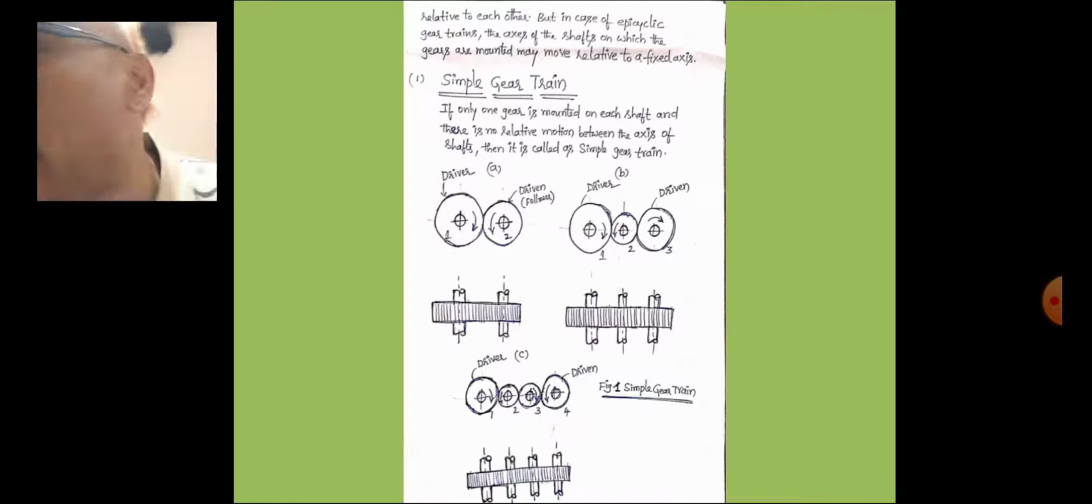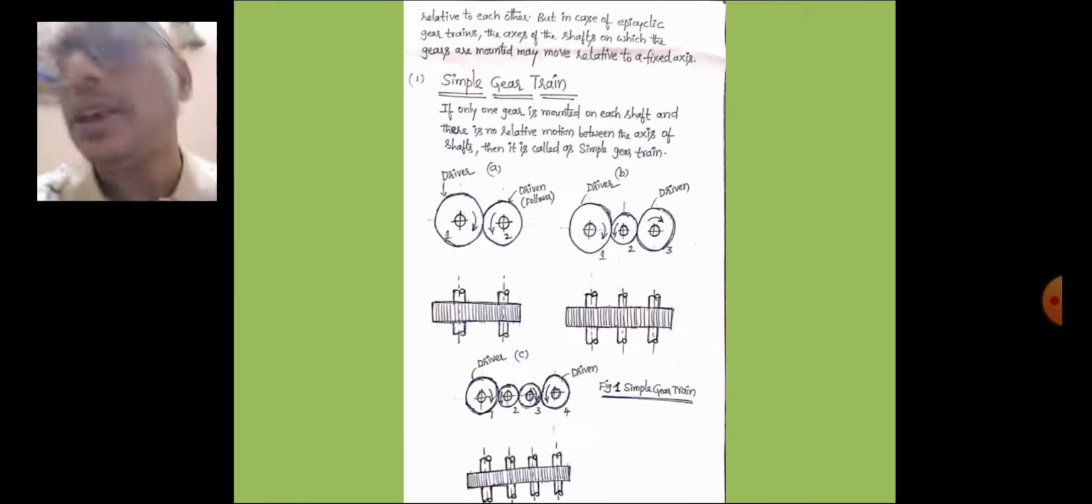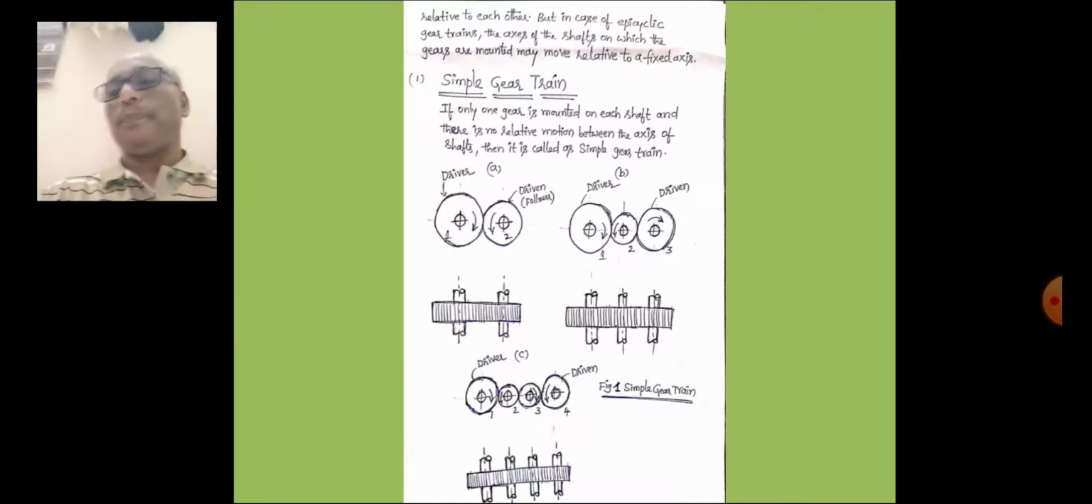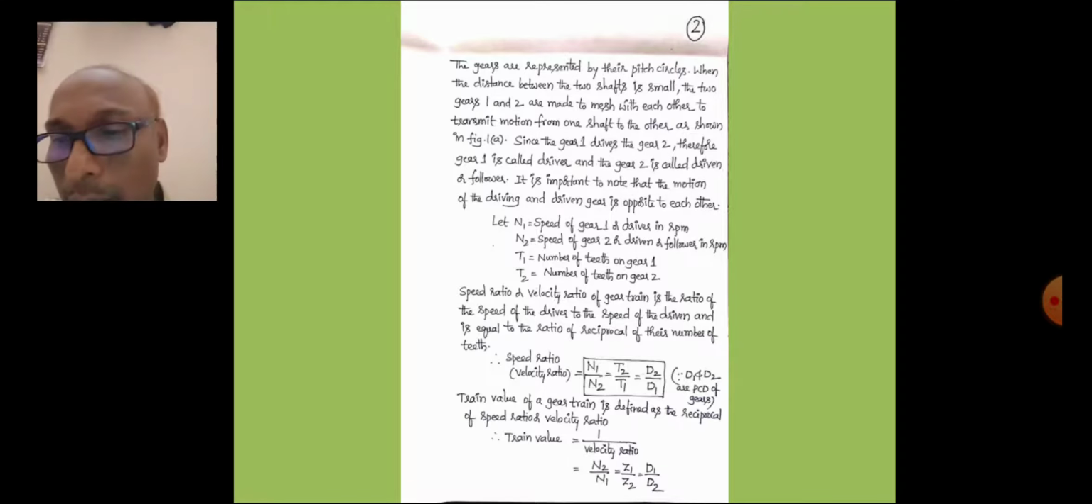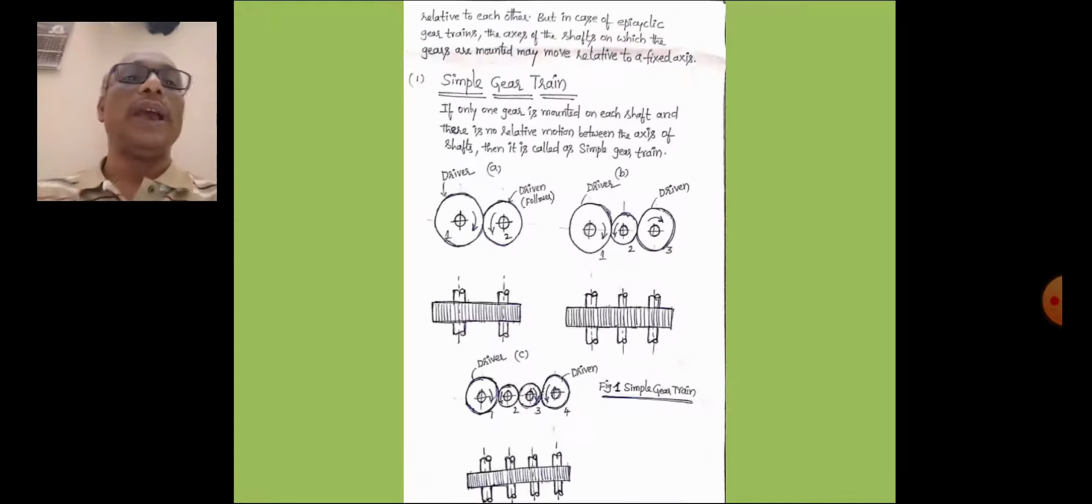Now, when the distance between the two shafts is small, the two gears, gears 1 and 2, are made to mesh with each other in order to transmit motion from one shaft to the other shaft, as shown in figure 1A.